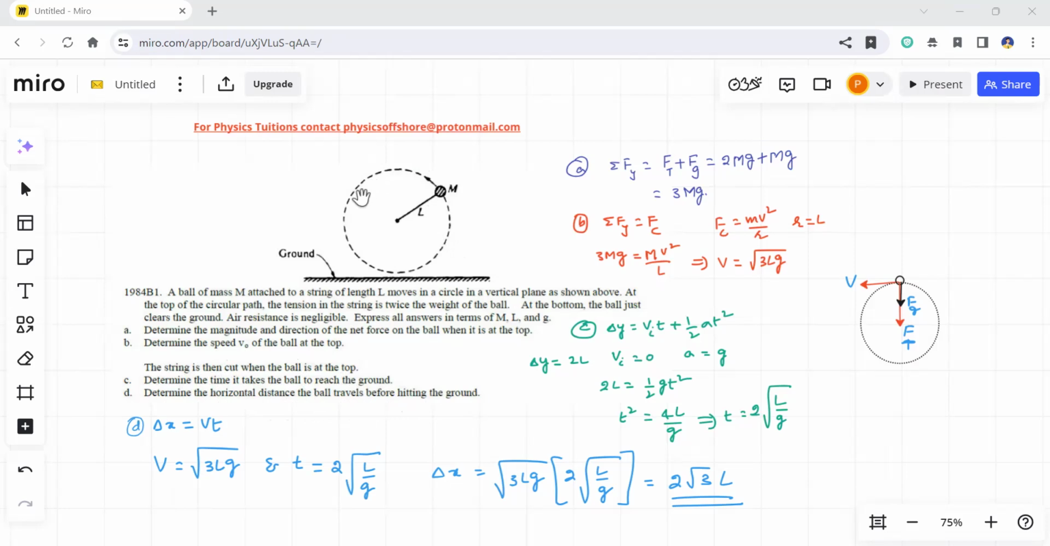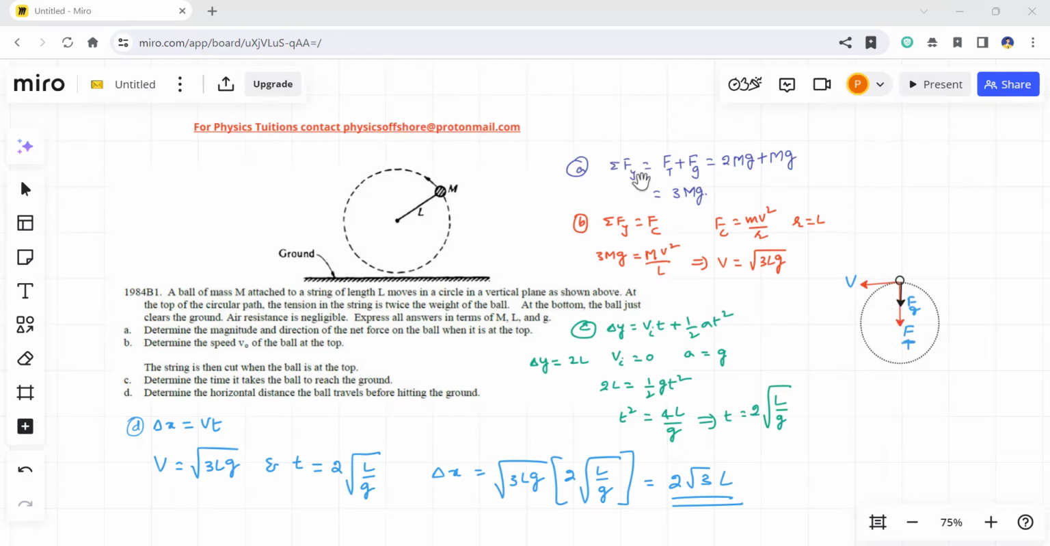Now, he is asking us to find out the magnitude and direction of the net force on the ball when it is at the top. See here, this is the force diagram. The ball is at the top. When the ball is at the top, both the tension and gravity are acting downwards. That means towards the center.